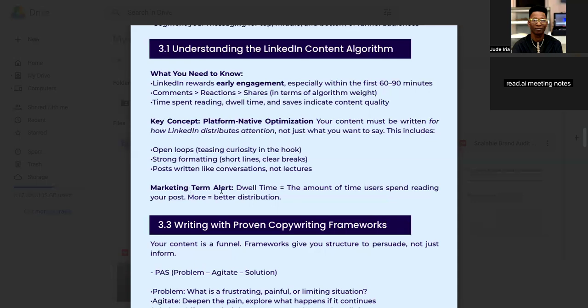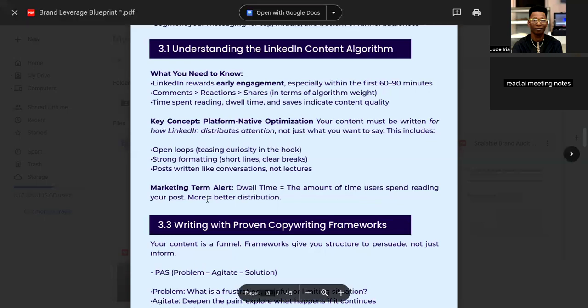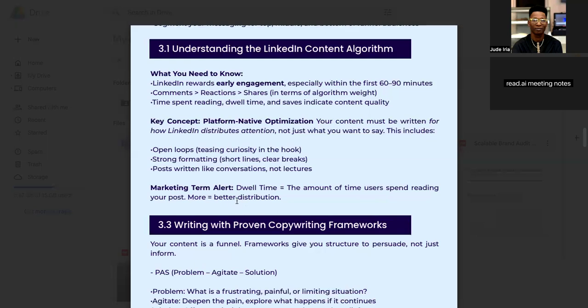The marketing term for that is dwell time, the amount of time users spend reading your posts. More dwell time means better distribution.